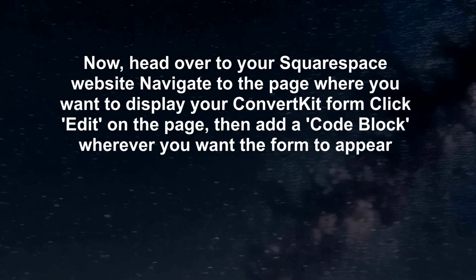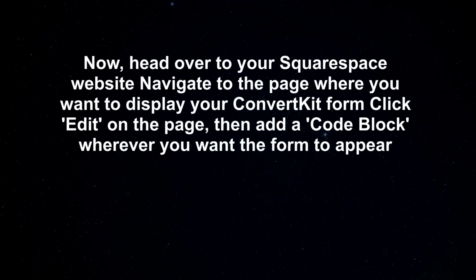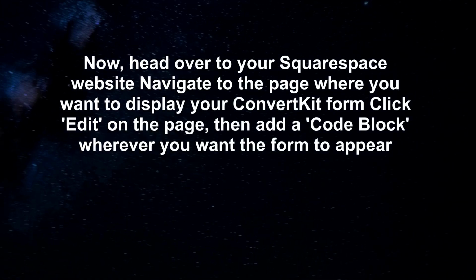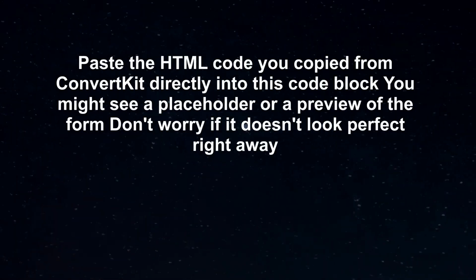Now head over to your Squarespace website and navigate to the page where you want to display your ConvertKit form. Click Edit on the page, then add a code block wherever you want the form to appear. Paste the HTML code you copied from ConvertKit directly into this code block.